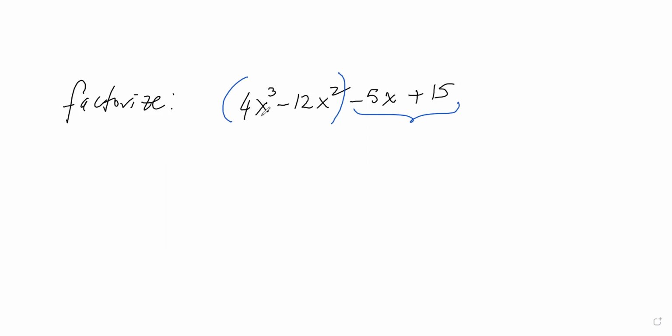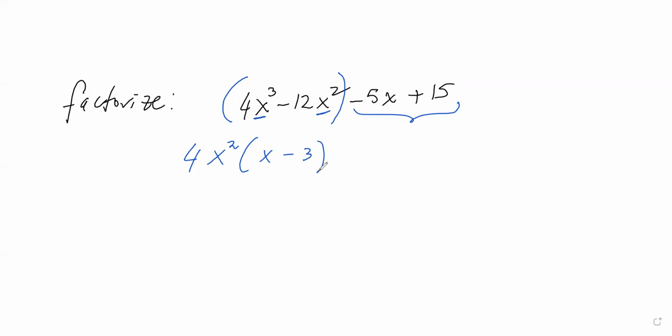In the first group, you see there is an x cubed here, x squared here. So x squared is the greatest common factor, so I can pull this out. Actually, 4 is also a greatest common factor. So let's just take out the 4x squared and we'll have x here and minus 3 here.